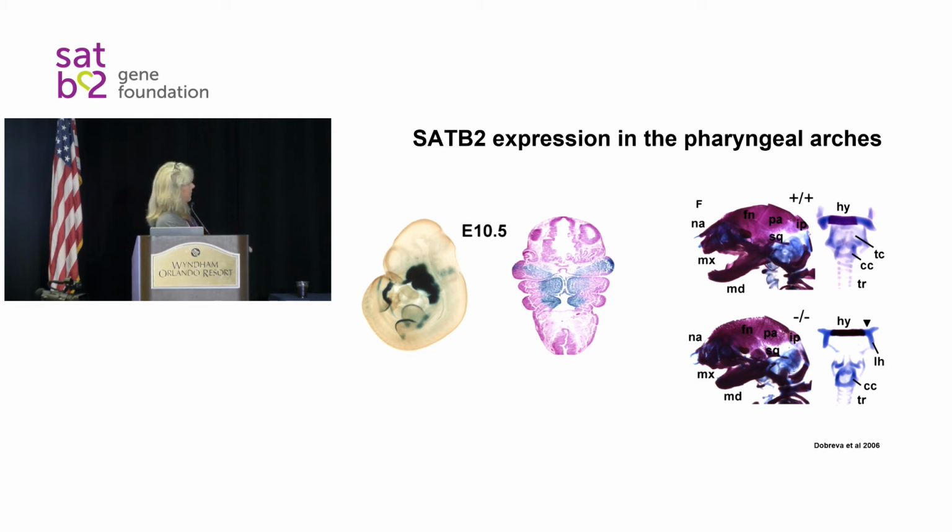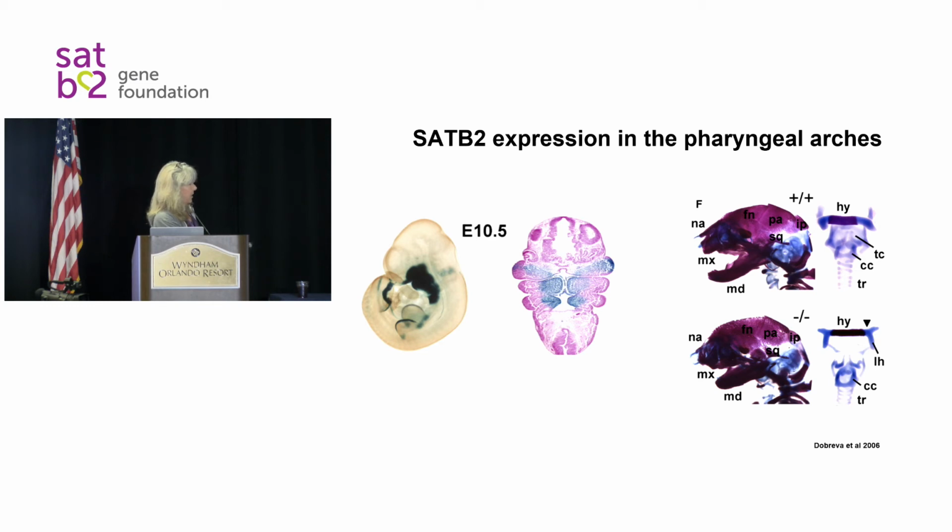So this is a section through that embryo, and you can see again in blue is the area where SATB2 is expressed. And I'm pointing this out because, as most of you know, SATB2 has a major impact on the jaw and tongue, but is also expressed in the more caudal pharyngeal arches, as well as this tissue on the inside, this endoderm, that will give rise to the thyroid, among other tissues.